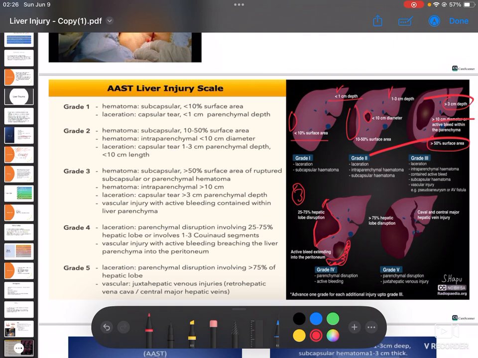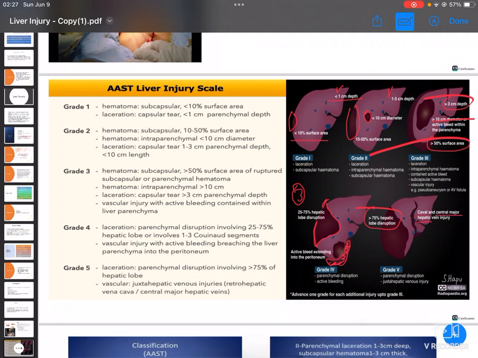Grade 5 is laceration or parenchymal disruption involving more than 75%. The previous one is 25 to 75. Then there is vascular injury. It could be the vena cava, it could be the aorta, major central hepatic veins, the three hepatic veins, or injury to the vena cava.